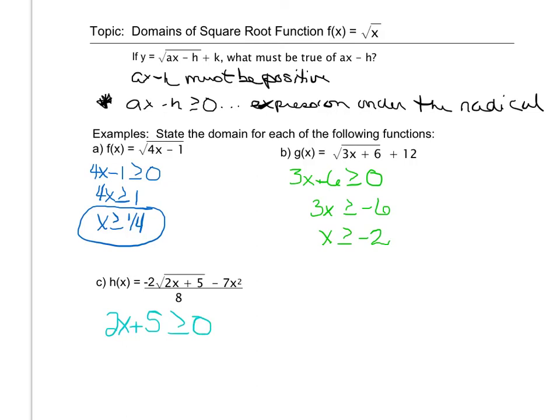Solving that, I subtract 5, giving me 2x is greater than or equal to negative 5. I divide by 2, and I get an answer of x has to be greater than or equal to negative 5 over 2. It can be any value as long as it's bigger than or equal to negative 5 over 2. Because again, anything less than that will give me a negative under my radical, which will give me an imaginary number. That is how you will find the domains of a square root function.